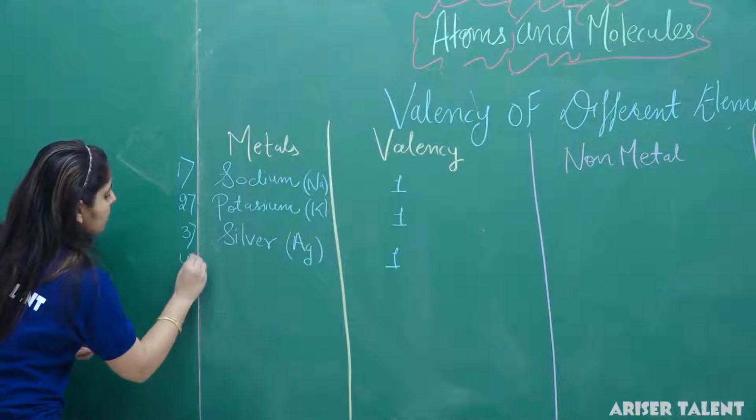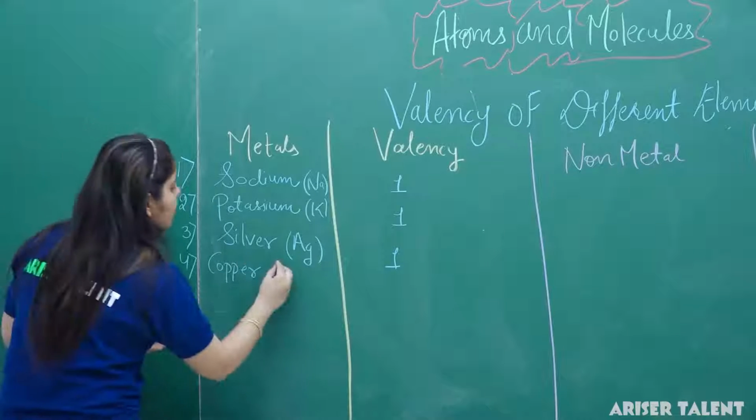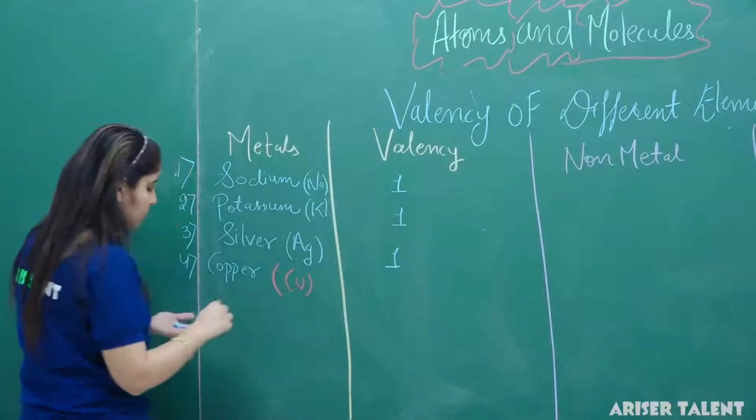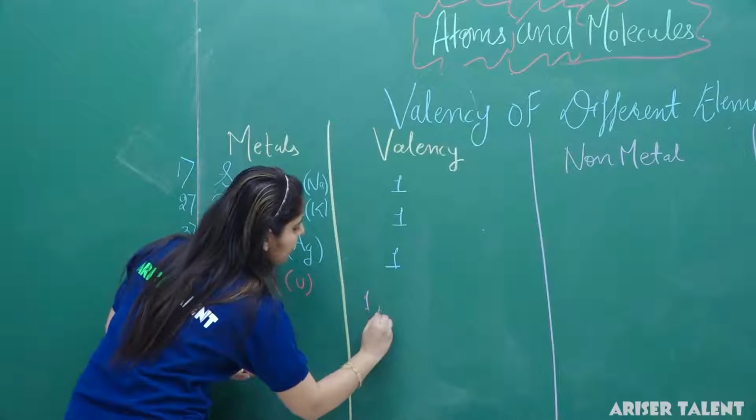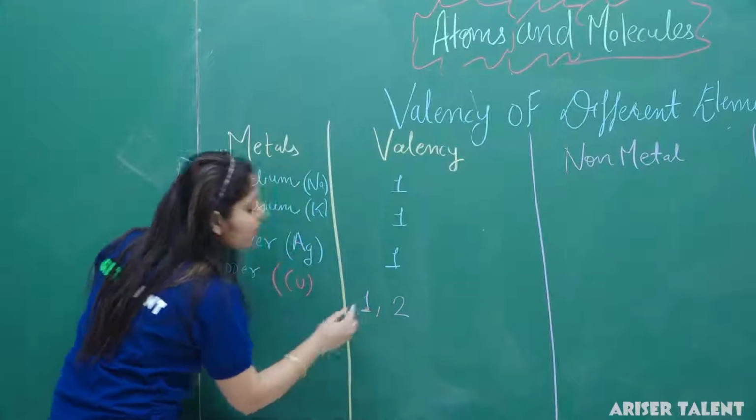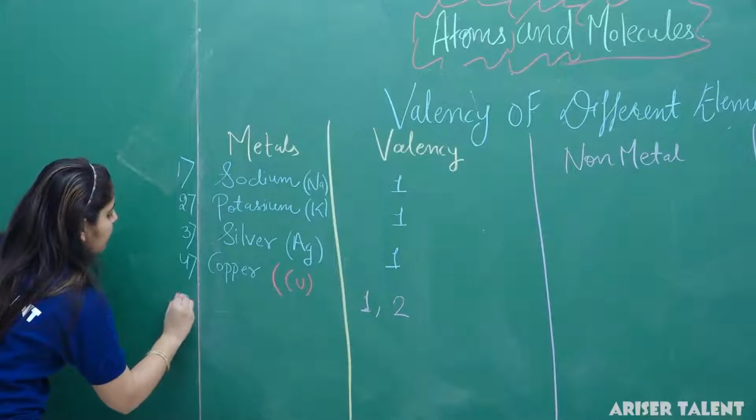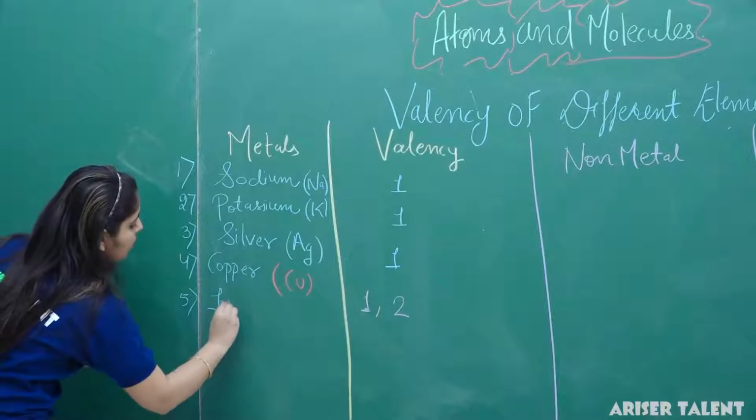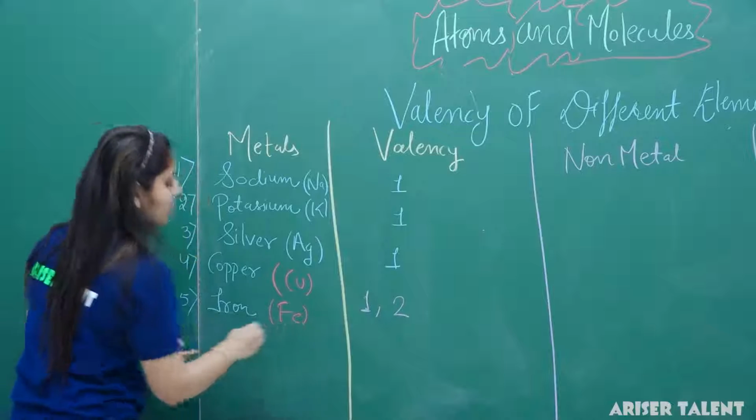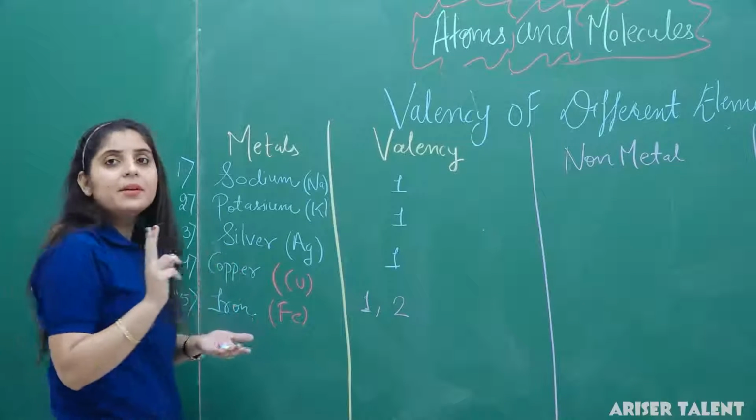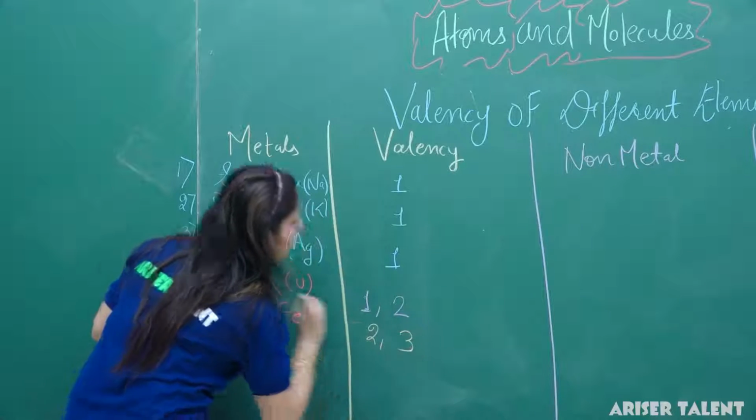Now we will discuss copper. For copper we have the symbol Cu, and for copper there are two valencies exhibited. One is 1 and the other is 2. It means copper may exist in two variable valency states. Fifth, we have iron. The symbol for iron is Fe. Again iron will exhibit two states, that is Fe2 and Fe3.